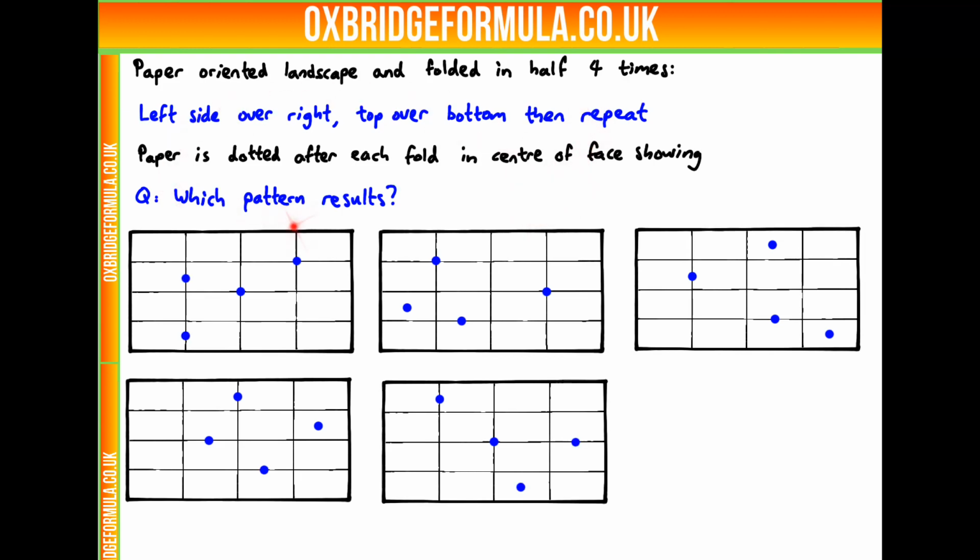So if the paper is dotted with a pen after each fold in the center of the face that's showing after the fold, then once the paper is unfolded again, which of these patterns will result?